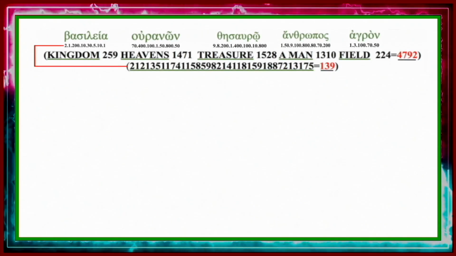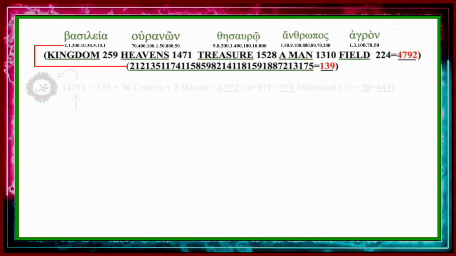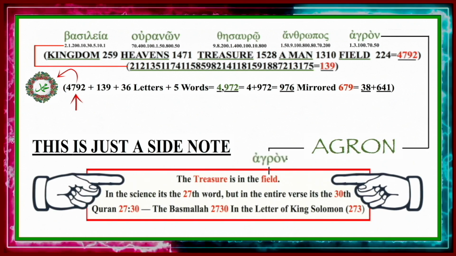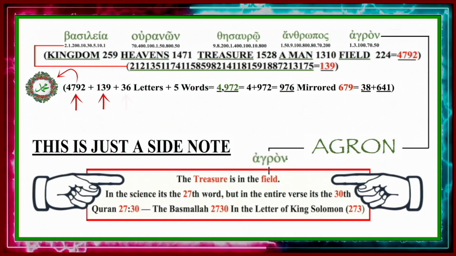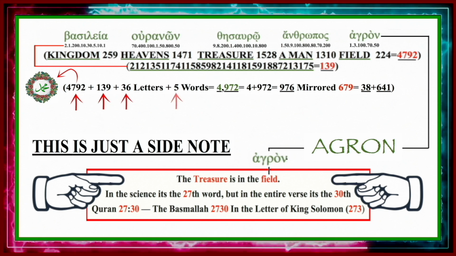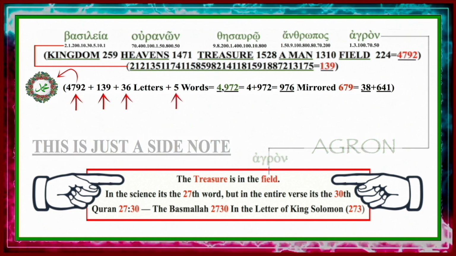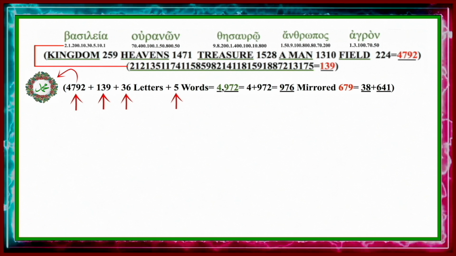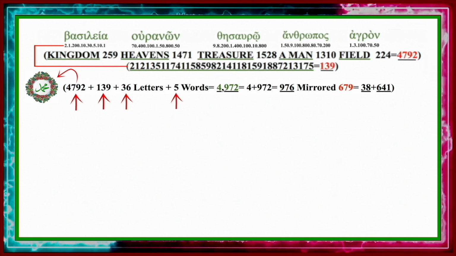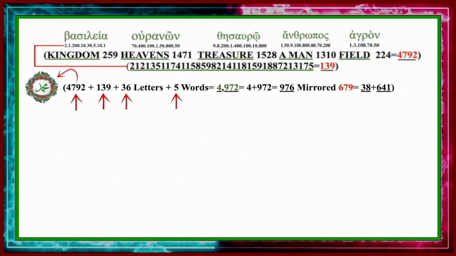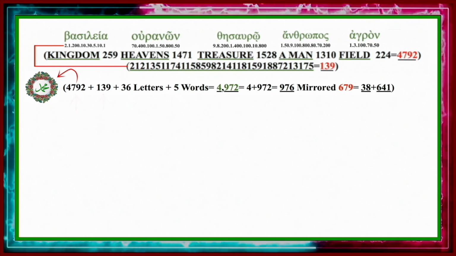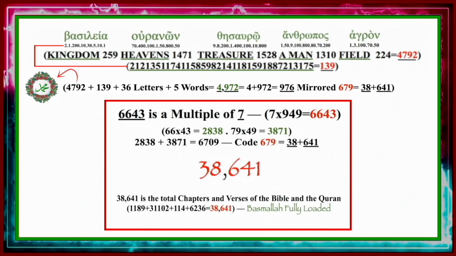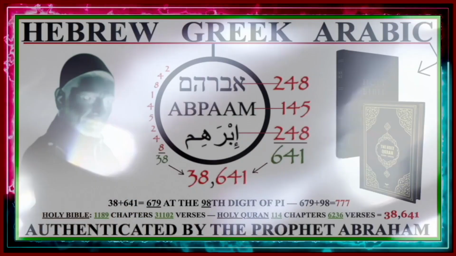From these 5 key words in the Greek text, we have a value of 4,792. The chain of digits from the value of these letters sum up to 139. Plus the 36 letters, plus the 5 words equals 4,972. 4 plus 972 equals 976. Mirrored is 679, which equals 38 plus 641. 38,641 chapters and verses of the Bible and the Quran combined, authenticated by Abraham.